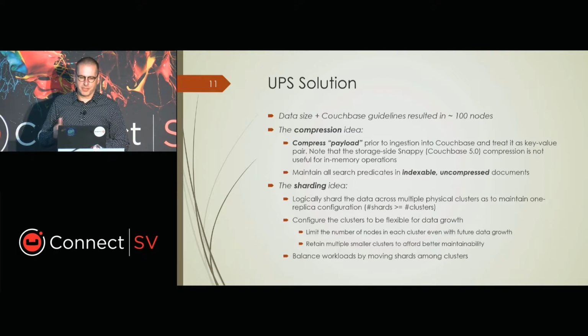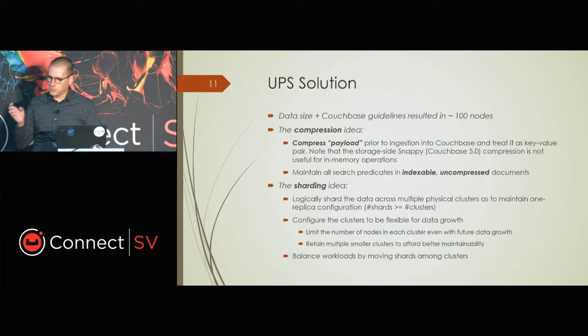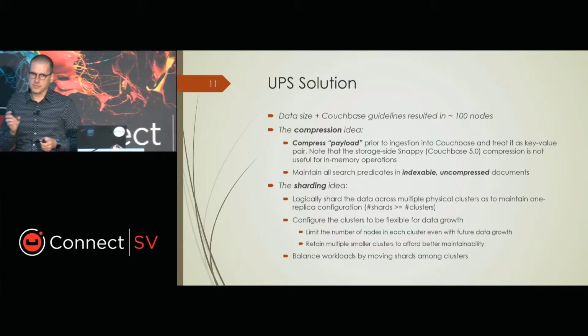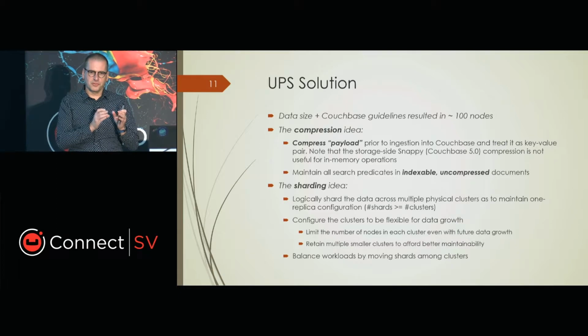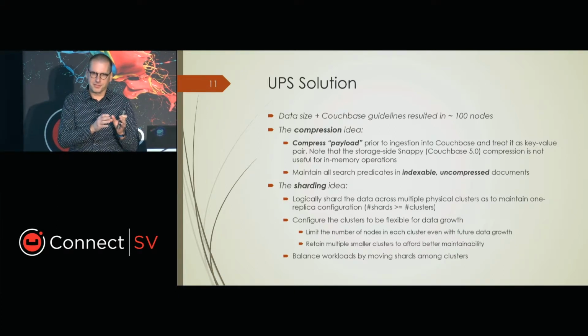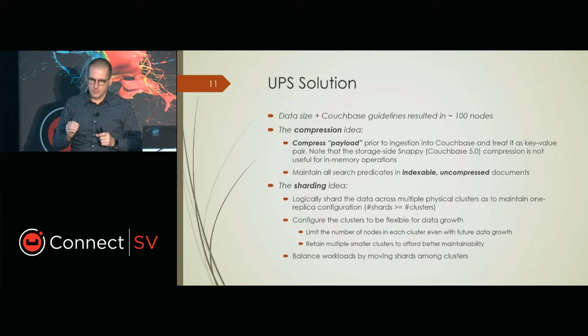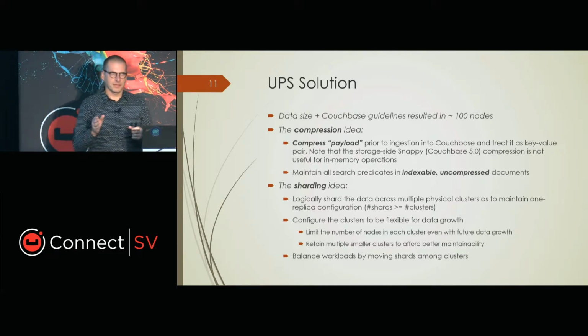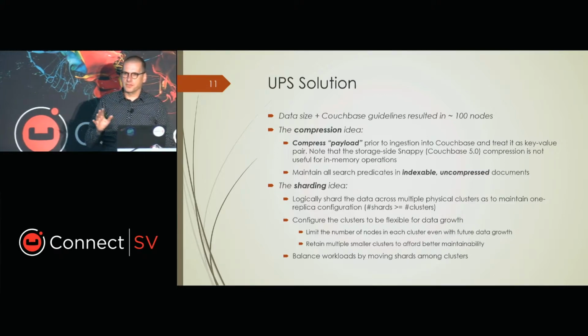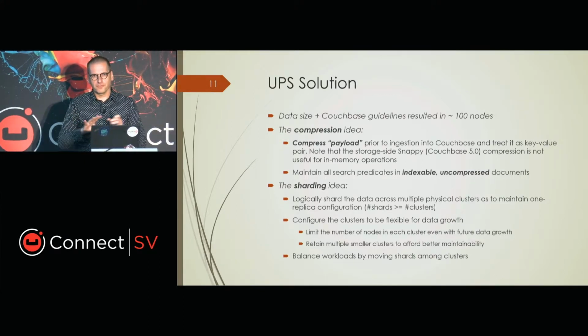And then we also had a sharding idea. So the way that we do that is to have multiple physical clusters and then logical shards within those clusters that make up one full cluster. Each of the physical clusters ended up being, I believe, 8 nodes. So we have 24 nodes for our logical cluster made up of 3 physical clusters, and then I think it's 16 shards across those 3 physical clusters.